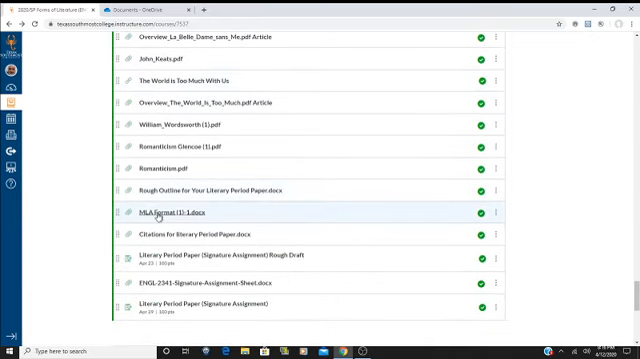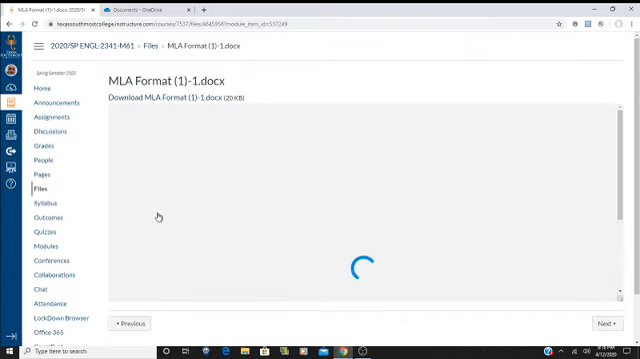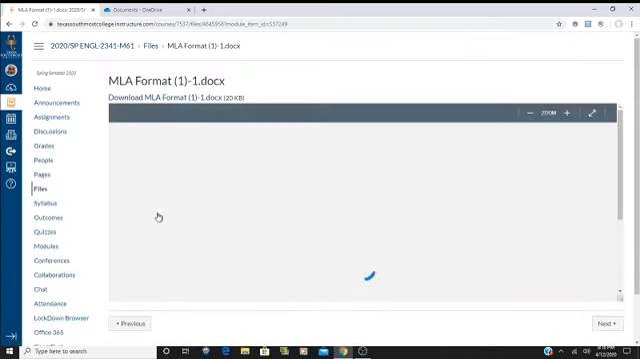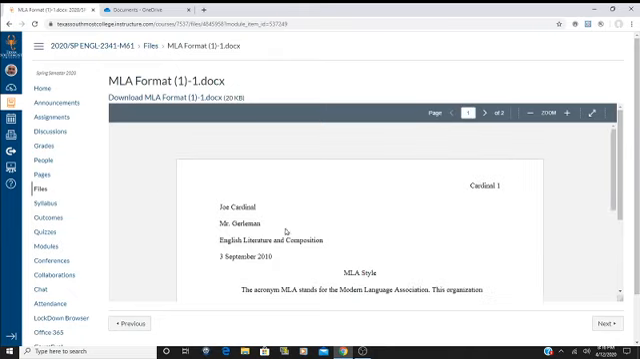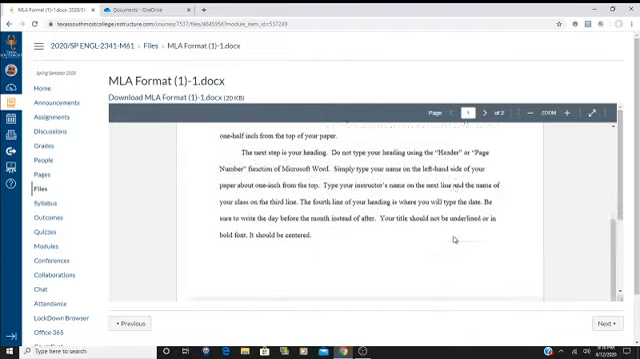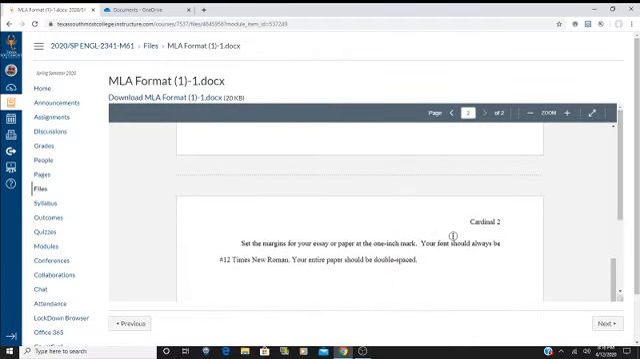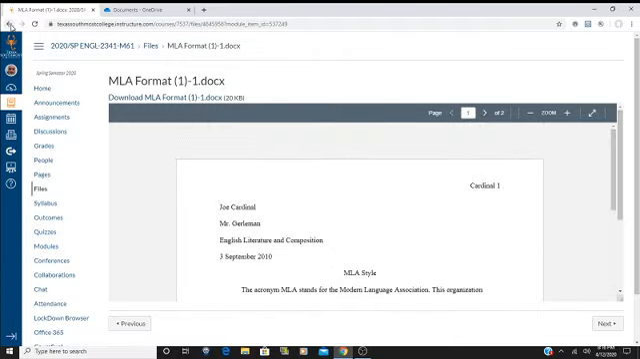This here gives you just the basics of how your paper should be organized and how your heading should look and how you should do this. If you read through this, it tells you how to make your paper. So please spend some time on that, okay?